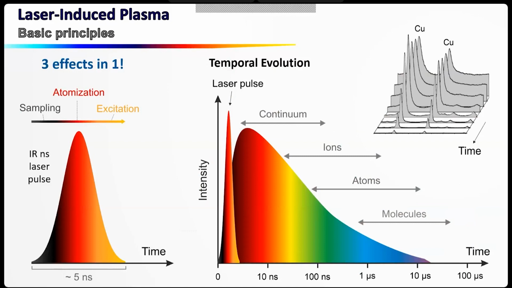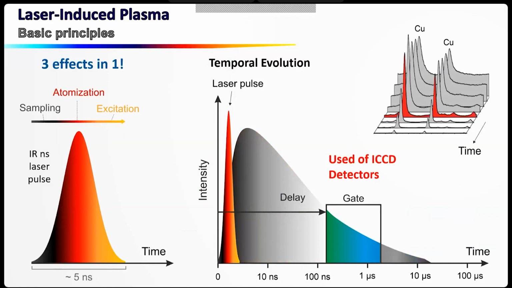inside the plasma. So here you have a typical LIBS spectrum obtained at different integration delays. You can see at the first moment that you have very broad lines and high continuum, and then the continuum progressively disappears. And at this stage, you only have good emission lines.